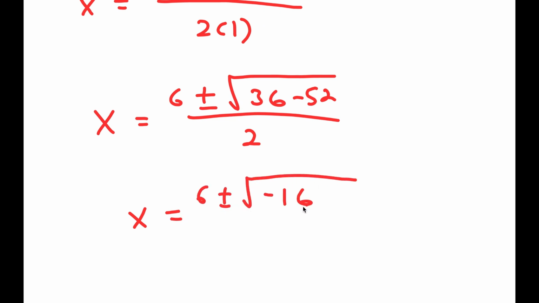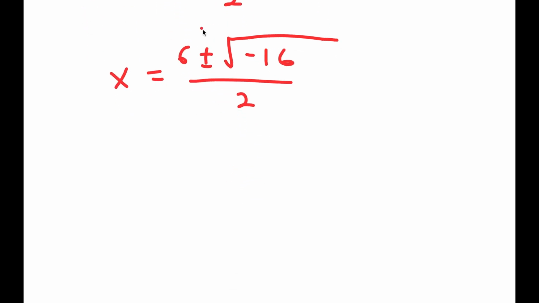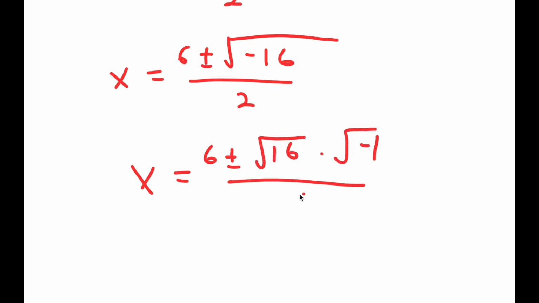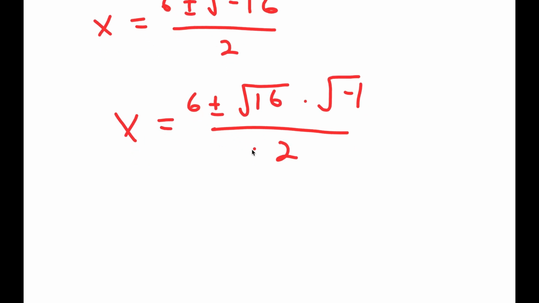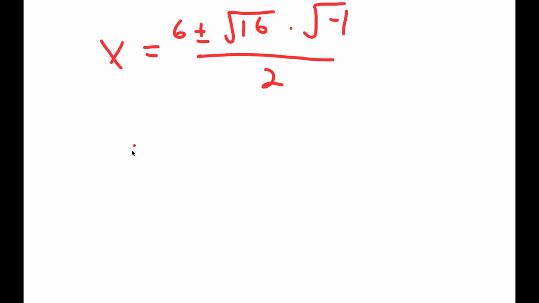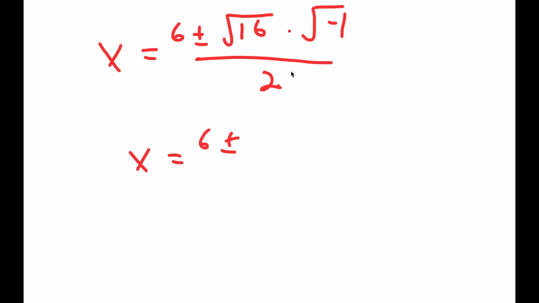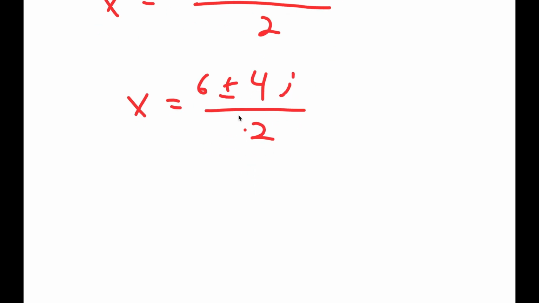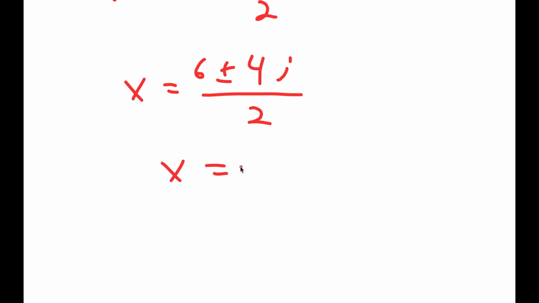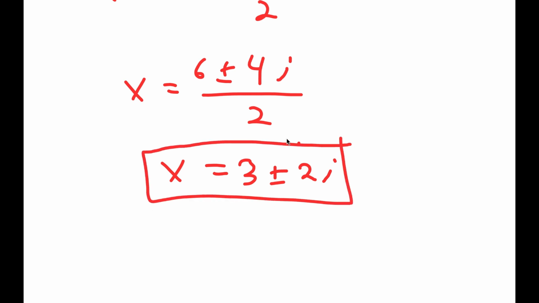And now √(-16) I can rewrite as √16 times √(-1). And if you guys already know, the square root of 16 is 4, and the square root of negative 1 is i, the imaginary number i. So I have (6 ± 4i) / 2. And if I divide this by 2, I get 3 ± 2i. So these are two solutions.